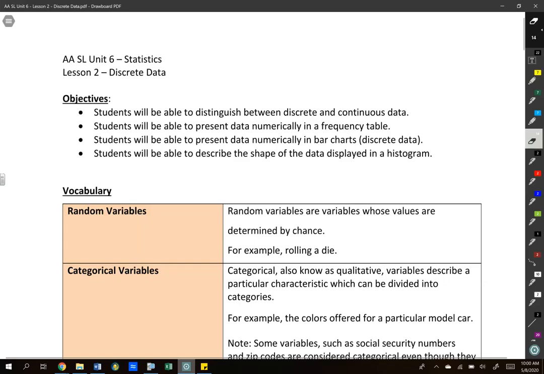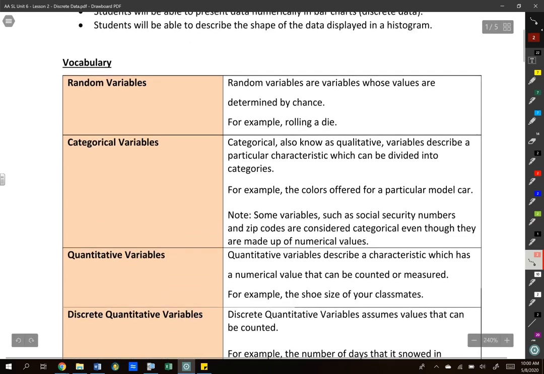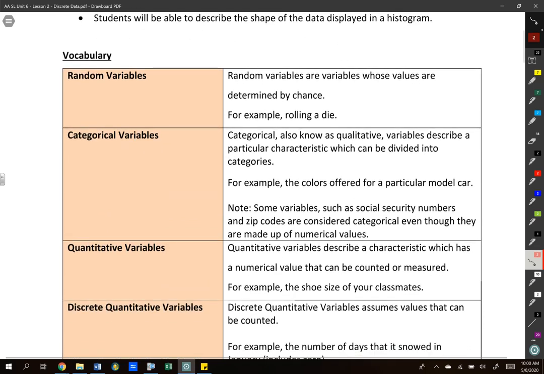Hi everybody, today we're going to be looking at lesson 2 on discrete data. So at the beginning of the lesson here, I just have a reminder of some of the vocabulary. Some of this we touched on briefly in lesson 1, but I'll go through these terms just to make sure everybody is familiar again. We have random variables, right?